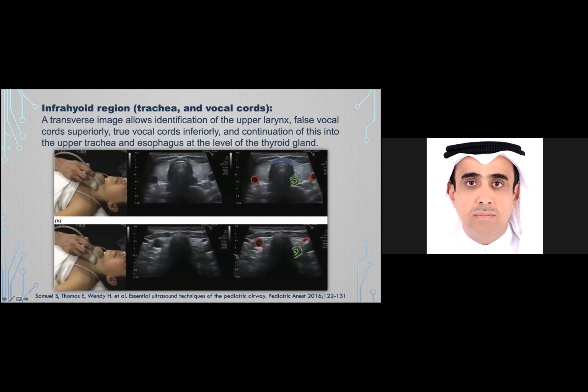The objective of this video is to demonstrate ultrasound-guided identification of airway structures essential for the establishment of a surgical airway. We begin our examination just cranial of the sternal notch with a probe held transversally.